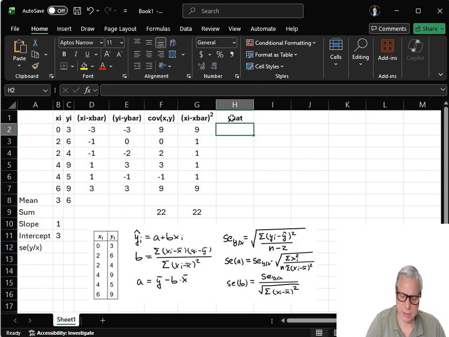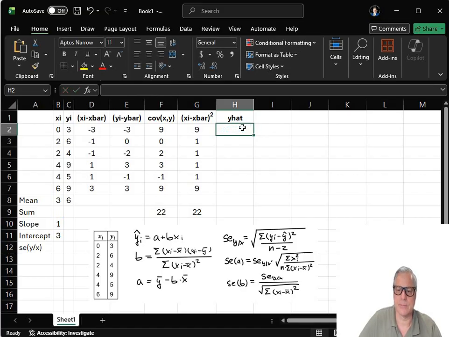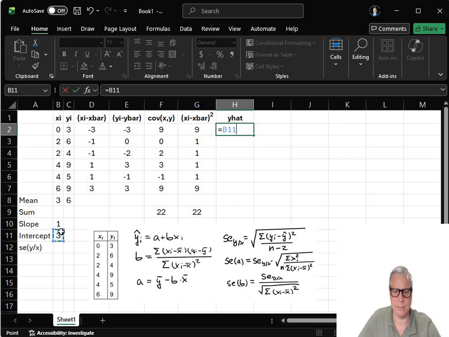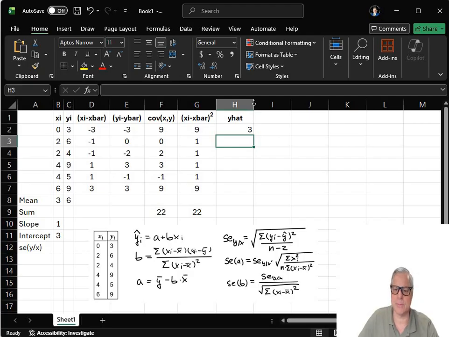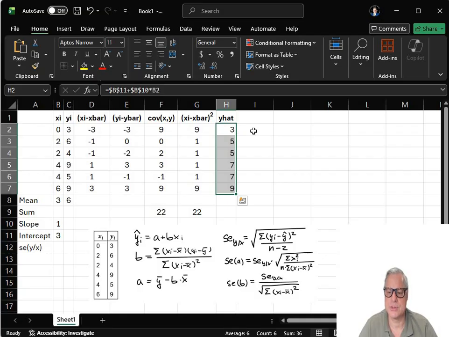So now we know that the predicted value is equal to 3 plus 1, the slope. Oops, I should not have navigated there, okay, let's do it again. So navigate to the intercept of 3, in my case cell B11, F4 it, plus the slope, which I have in cell B10, and then we press again F4, times the x value, and I click into cell B2 where I have my first x. So the first predicted value for x equals 0 is the intercept of 3, and let's copy down that formula for our 6 observations. So now we have all the y hats.